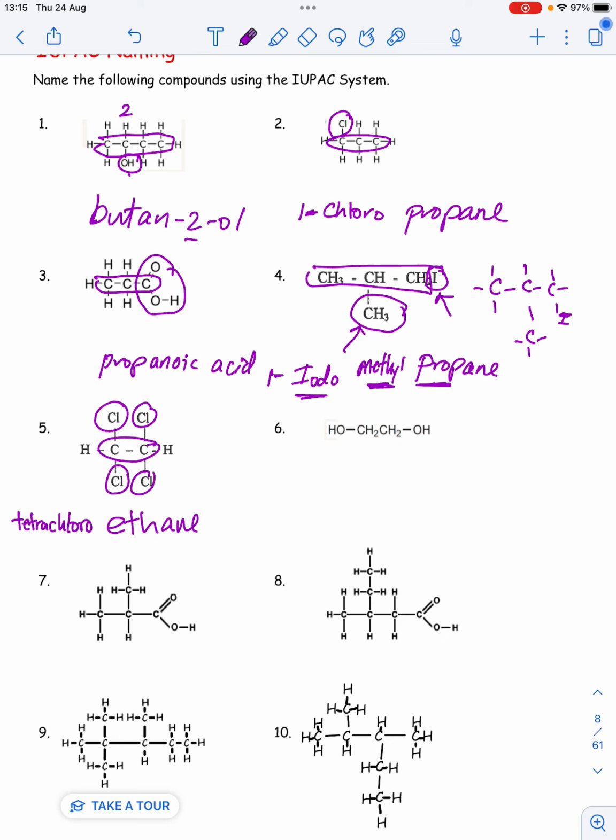And believe it or not, there's actually more than one tetrachloroethane. You could put the chlorines, you could have three of them on one carbon and one on the other. And if there's more than one option, that means you've got to number things.